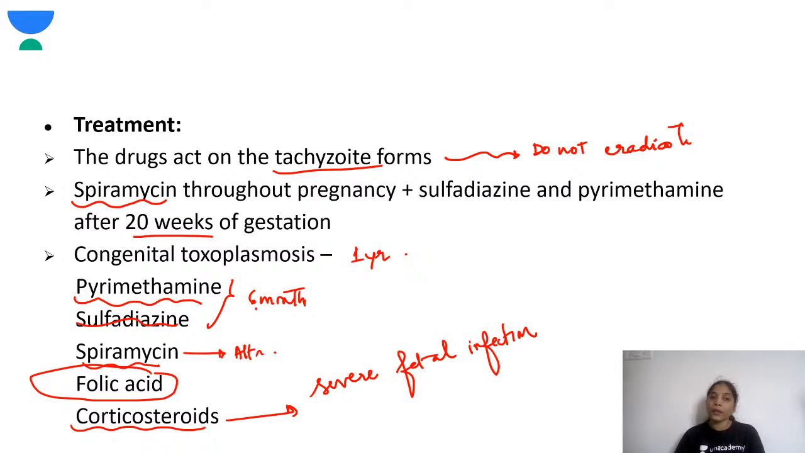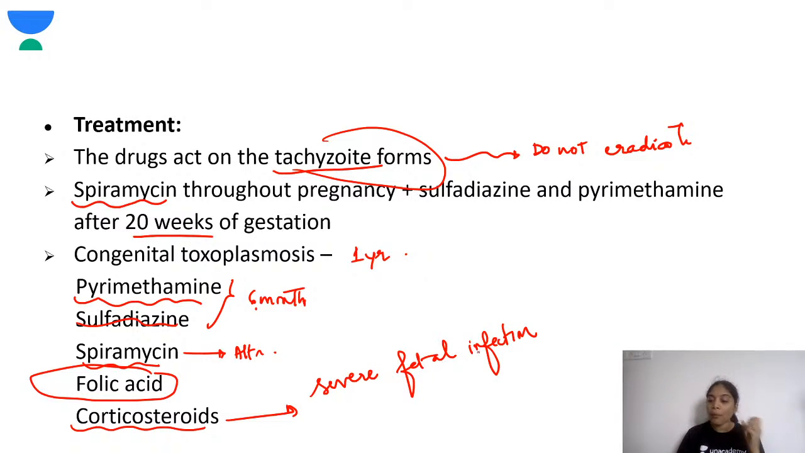Fine. Now coming to the treatment. Whatever treatment drugs are available for toxoplasmosis, they only act on the tachyzoite form. They do not eradicate the encysted forms of toxoplasma. Toxoplasmosis is caused by Toxoplasma gondii, right? You remember? Fine. In the antenatal period, if the mother is diagnosed with toxoplasma, you give spiramycin. That spiramycin should be given throughout the pregnancy, which is added with sulfadiazine and pyrimethamine after 20 weeks of gestation.